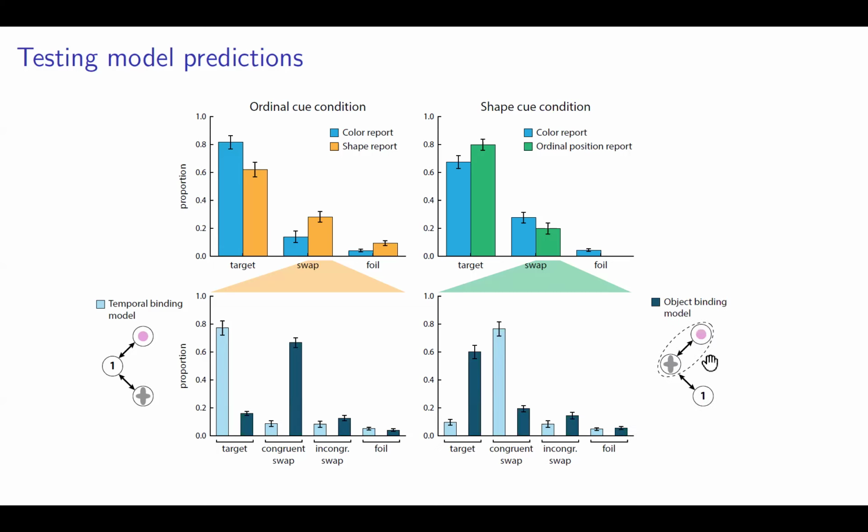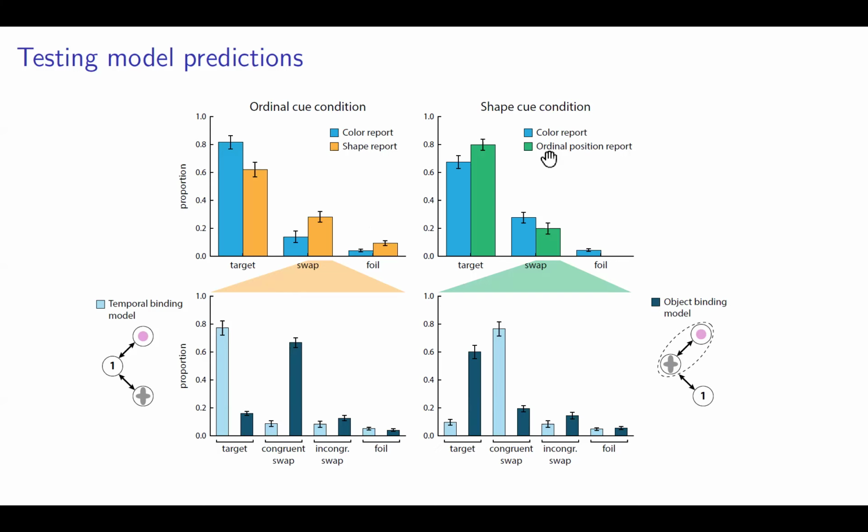Our object binding model makes opposite predictions: if you make a swap error in the shape report, in the ordinal cue condition, then that indicates that you have selected the wrong bound object, like an object file, and you should mostly see congruent swap errors in your color response. So you should respond with the color that belongs to the shape that you're reporting, rather than the correct color at the cued ordinal position.